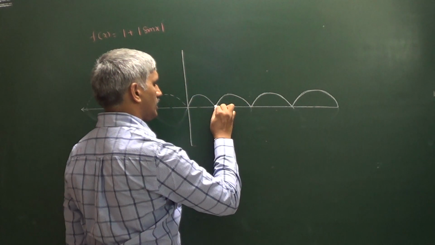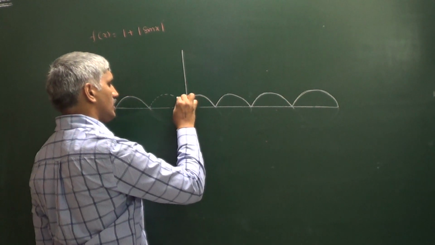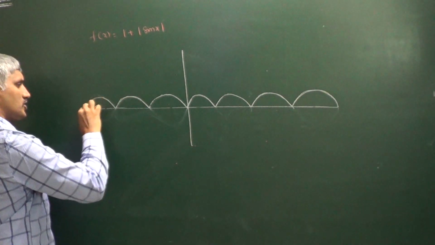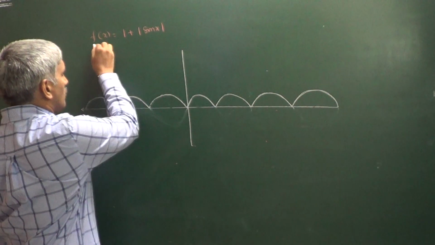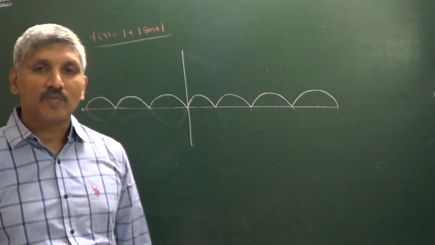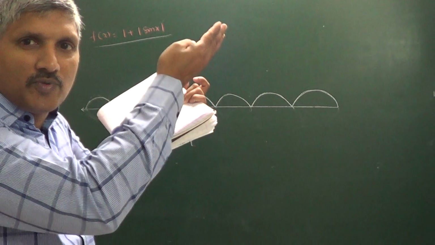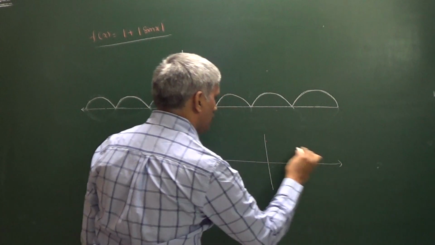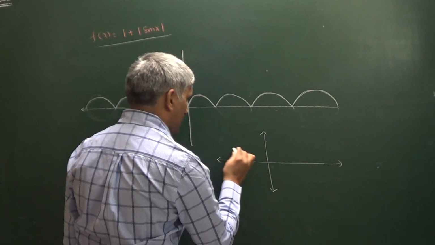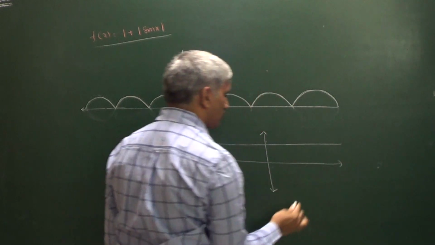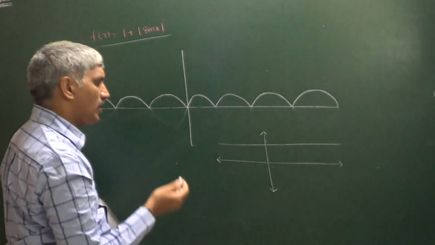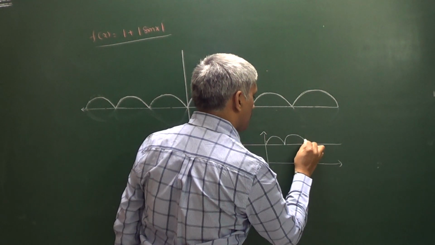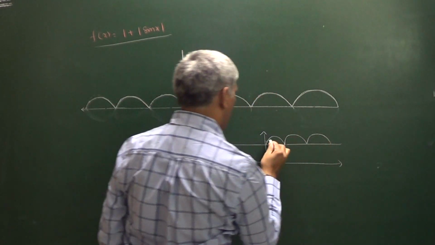Whether you observed or not, at all multiples of pi we have a sharp edge. But we have to draw the graph of f of x is equal to 1 plus mod sin x. The same graph shifts 1 unit upward. So now you will get the graph like this. This is the line y is equal to 1. The same graph shifted upward 1 unit. This is the graph of 1 plus mod sin x.